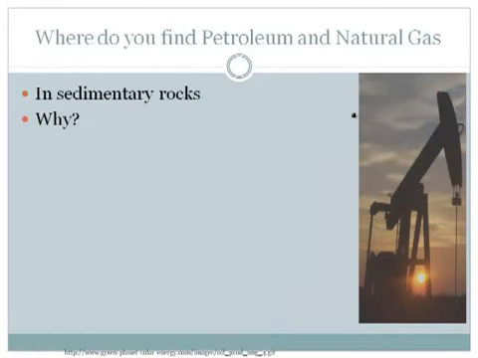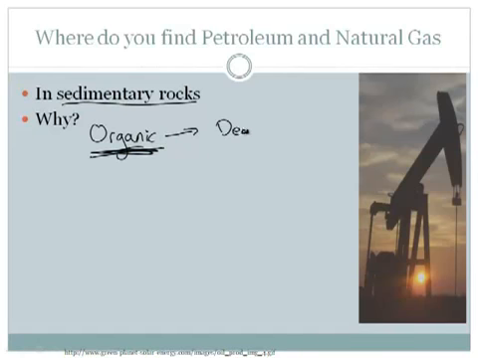Now, where do you find petroleum and natural gas? Well, first of all, you find them in sedimentary rocks. That's right, they find it in sedimentary rocks. Now, why is that? Well, if you think about it, they're organic. Petroleum is from organic things. What does organic mean? You probably think of healthy food and stuff like that. Well, in this sense, organic is basically dead things. Something that was once alive and died, usually plants, and those plants then eventually turned into oil and natural gas. We'll talk about that process.